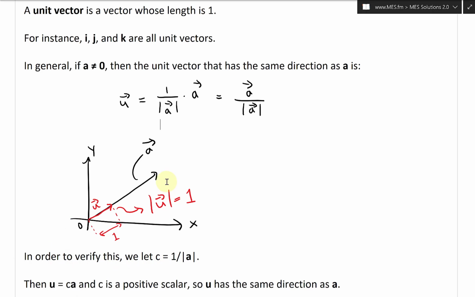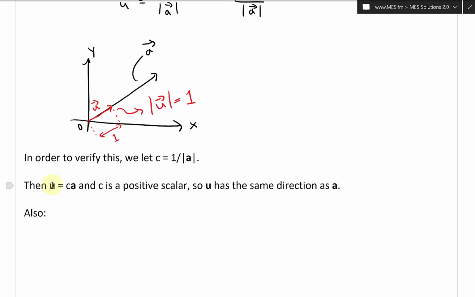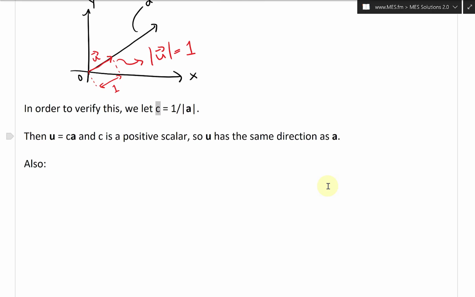In order to verify that this actually equals 1, we let the scalar c equal 1 divided by the length of the vector a. Then the unit vector u is equal to c, the scalar, times a, the vector. And c is a positive scalar, so u has the same direction as a. It's positive, not negative, because the length is an absolute value, which is greater than 0. All you're doing is scaling it up or down, so it's always in the same direction because it's a positive scalar.